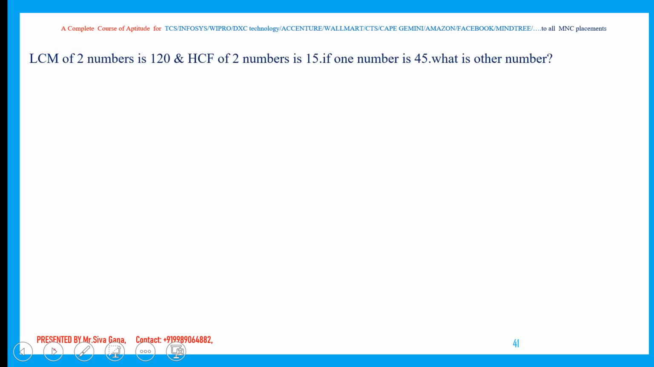The LCM of the two numbers is 120. The HCF of the two numbers is 15. If one number is 45, what is the other number?